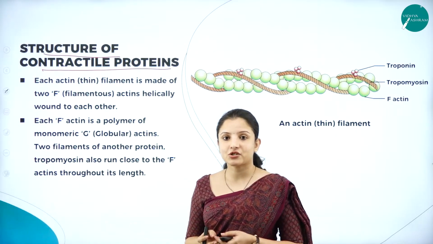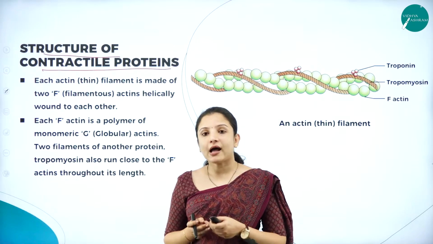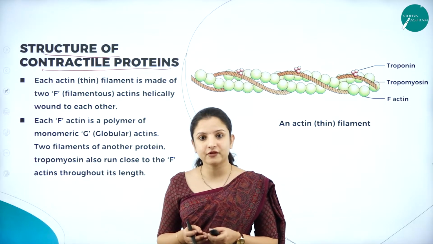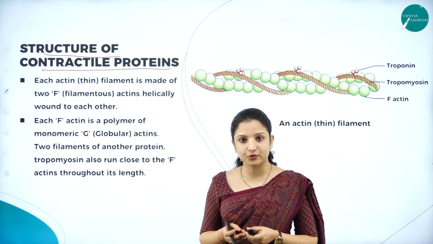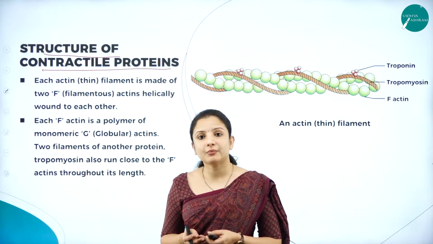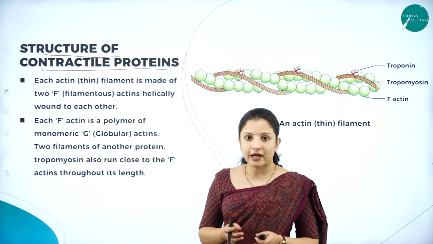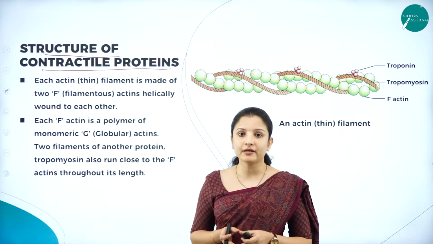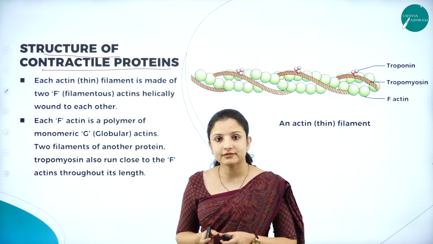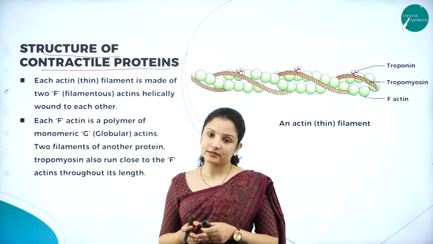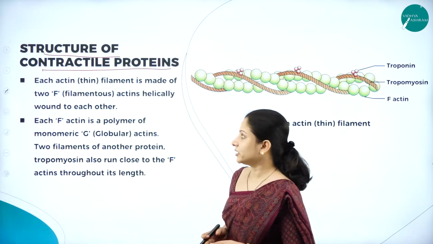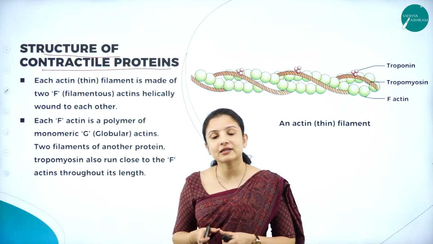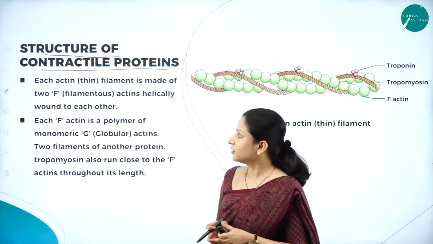In the previous session, we had studied about the anisotropic band or the A band, also called the myosin filament, which is made up of the myosin protein. We also learnt about the light band, which is also called the I band or the isotropic band, and it is also called the actin filament as it is made up of the actin protein. So, what exactly is the structure of the actin and the myosin protein we shall look into.